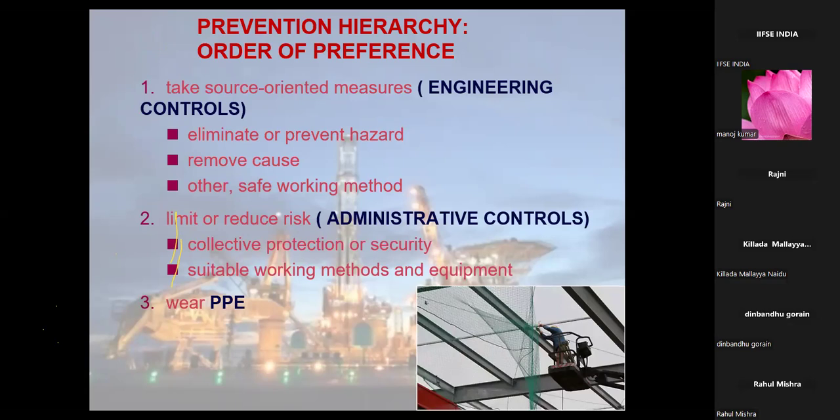Yes. So this is the order, but here we have given engineering controls. Engineering controls take source-oriented measures: eliminate or prevent the hazard, remove the cause, and use other safe working methods. Now administrative controls limit or reduce the risk: collective protection or security, suitable working methods and equipment, wear PPEs.